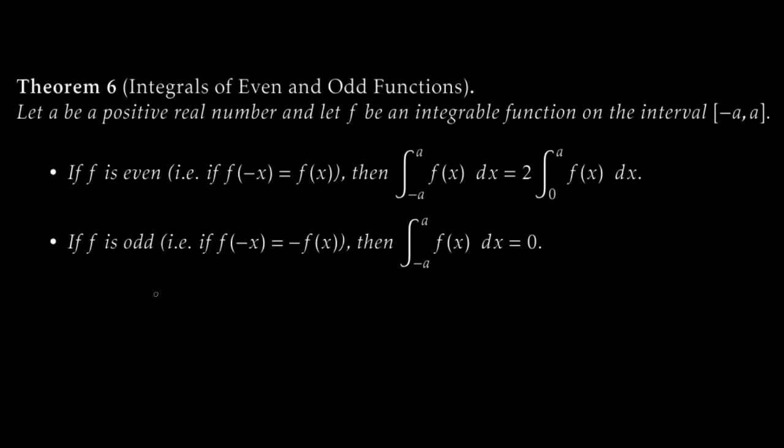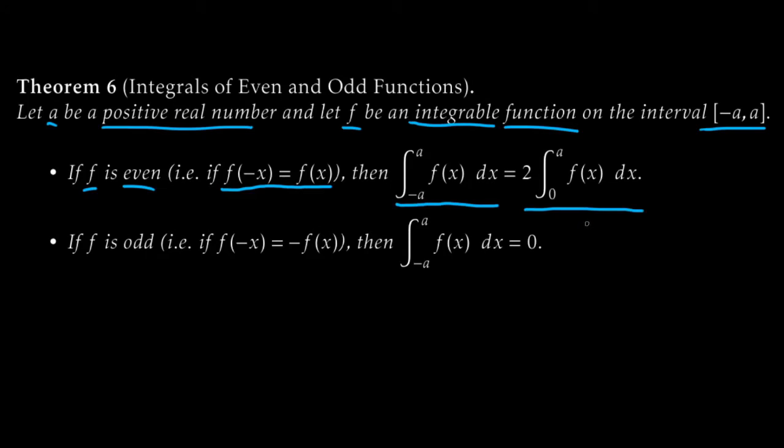Okay, so as promised, let's start it off by talking a little bit about the integrals of even and odd functions. We're going to let a be a positive real number, and we're going to take f to be a function that's integrable on the interval from minus a to a. So this interval is symmetric about 0. It goes from like negative 2 up to 2, or negative 5 up to 5, negative a up to a, where a is a positive real number. If f is even, and just recall, an even function is a function for which f of minus x is equal to f of x, then the definite integral from minus a to a of f of x dx is just 2 times the definite integral from 0 to a of f of x dx.